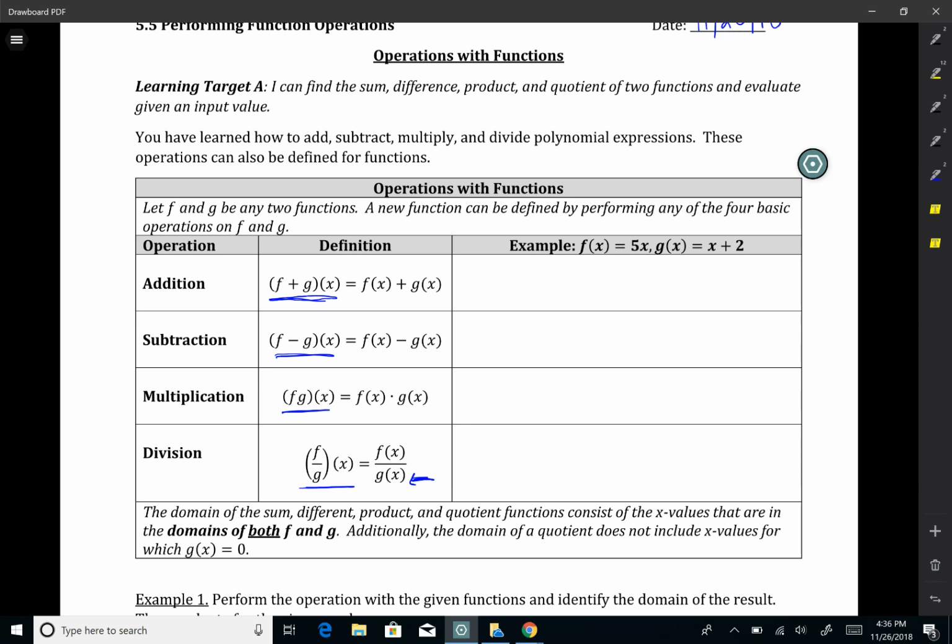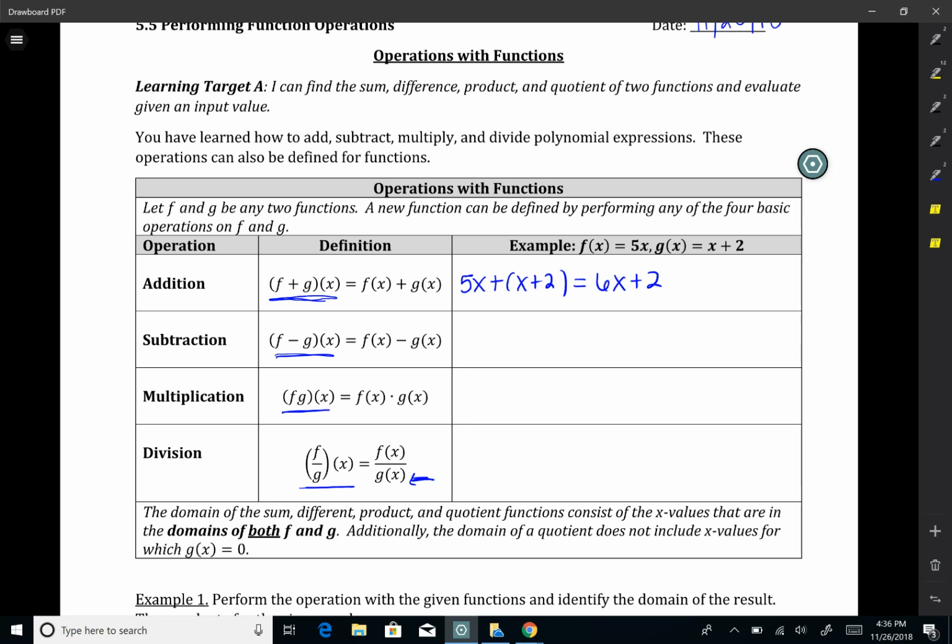Okay, so let's do addition. f of x plus g of x. So if f of x is 5x and g of x is x plus 2, we have 5x plus x plus 2. Pretty simple. So I can combine 5x and x, that's 6x, and then I have plus 2. That is my sum. Now, let's rewind and talk about domain.